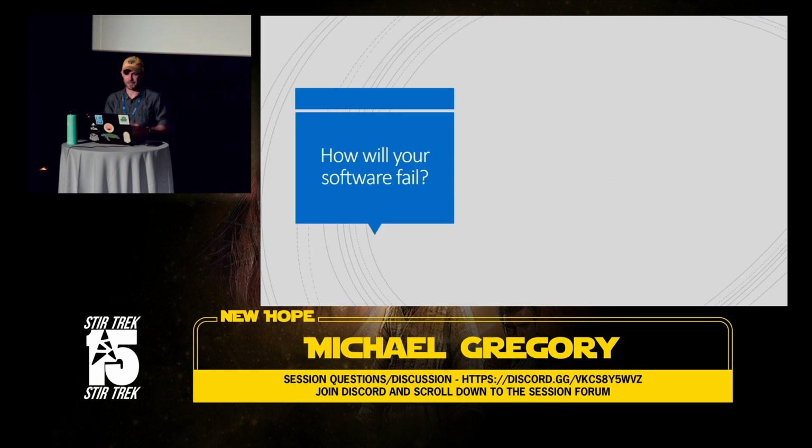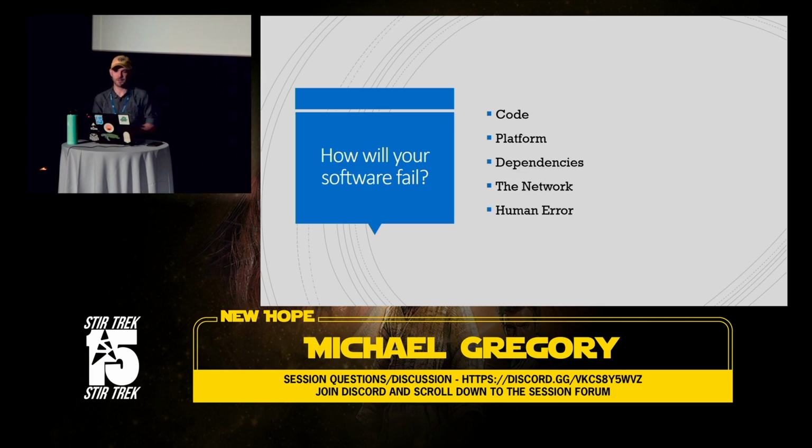So here's what I've got. I have 5 categories of things that might cause your software to fail that we'll look at in a little bit more detail. We're going to talk about code, your code in particular. What kind of platform are you running it on? What are the dependencies you're using? That could be someone else's code. That could be an external database, something outside of your code. We'll even hit on the dreaded network.